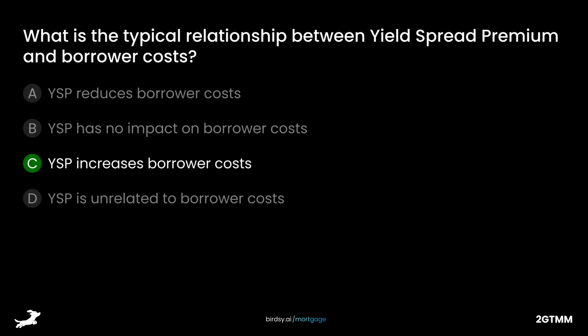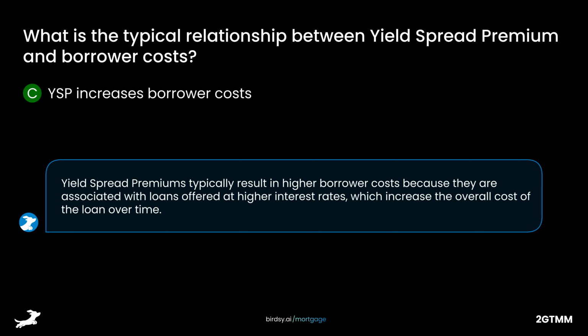The answer is C. YSP increases borrower costs. Yield spread premiums typically result in higher borrower costs because they are associated with loans offered at higher interest rates, which increase the overall cost of the loan over time.